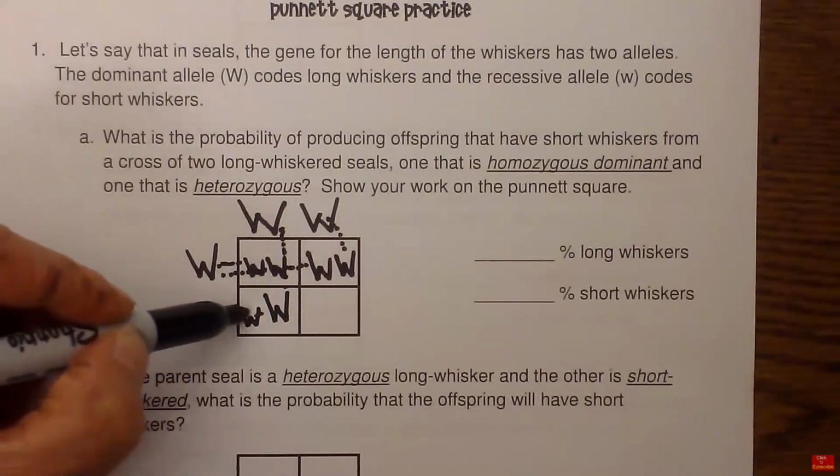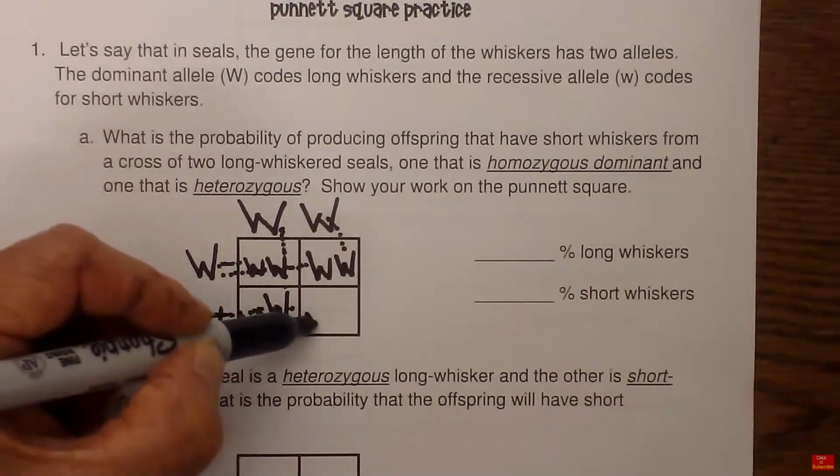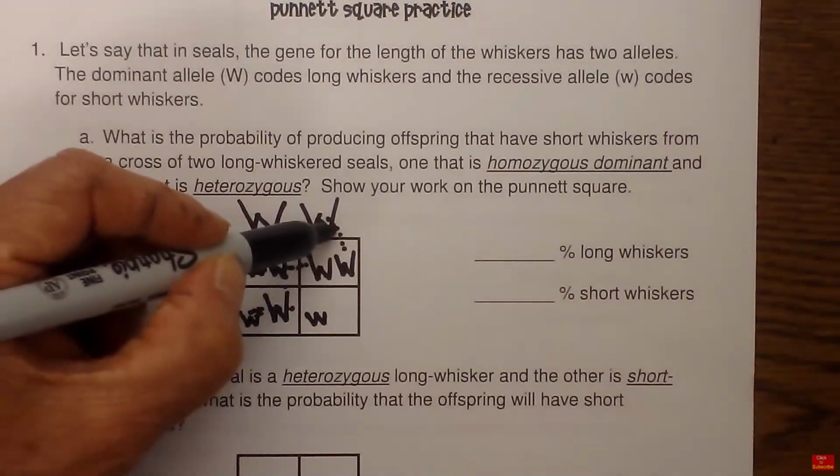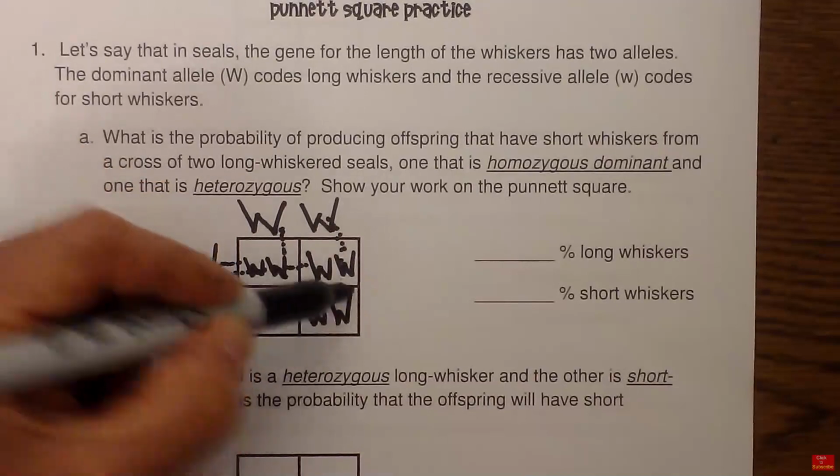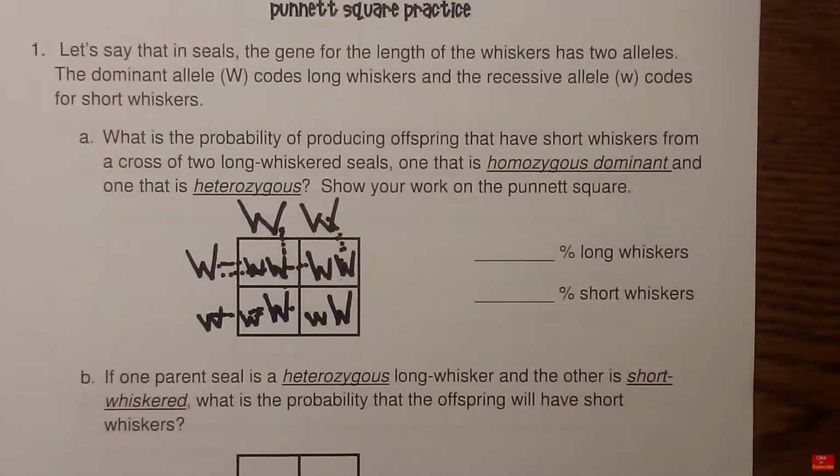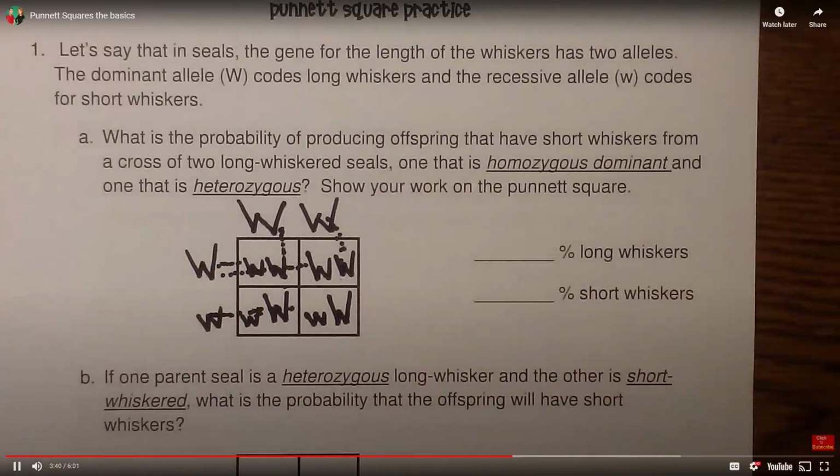And now this moves all the way across, and this one moves down. Okay, so now we have the box filled in. Next, the only way you will get the recessive trait is if you have two lowercase letters.